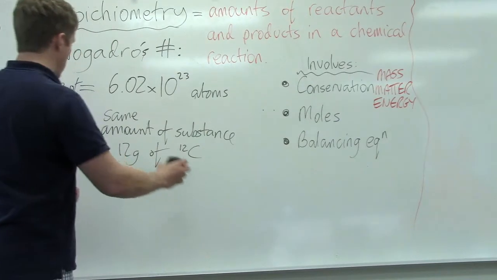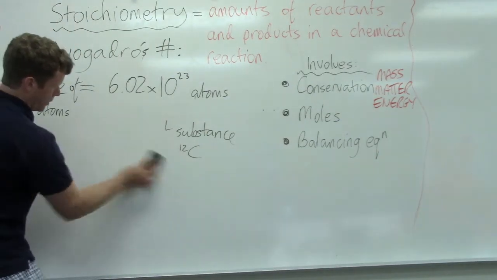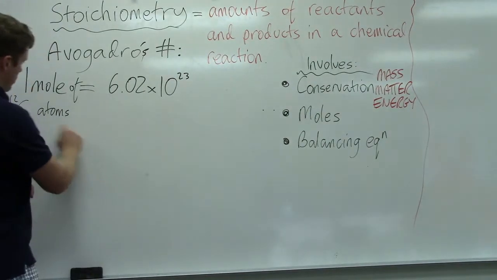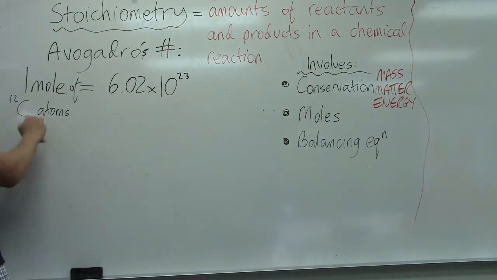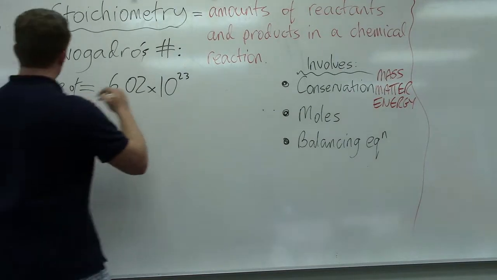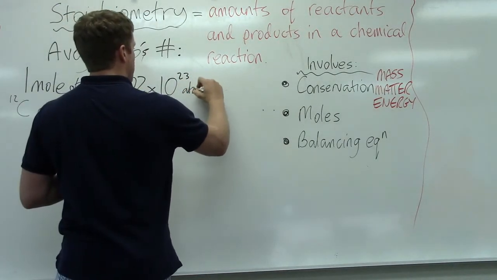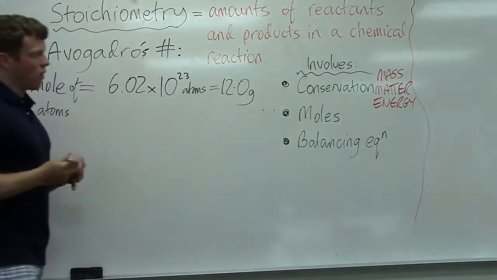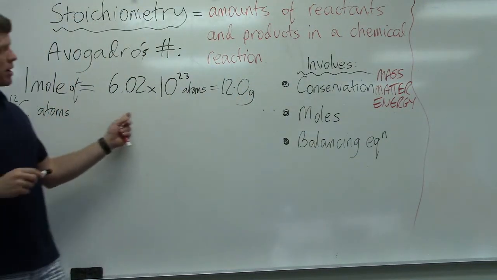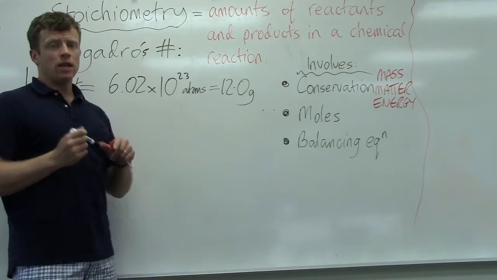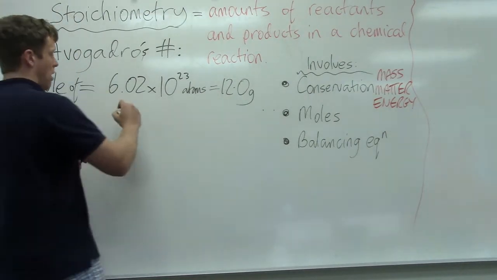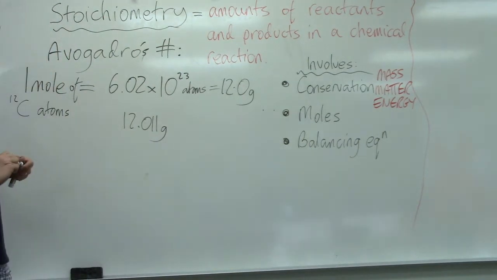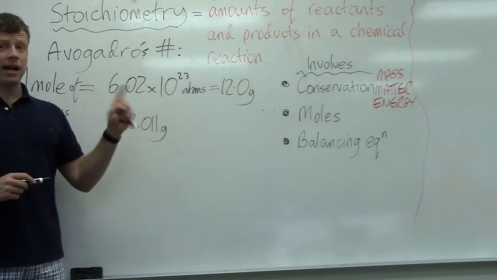So let's rewrite that. So 1 mole of this type of atom gives you that many atoms, and then that has a certain mass, and it's 12.0 grams. So if you look on the periodic table, that number doesn't match. The number on the periodic table is actually 12.011, I believe, grams. And that's because of the isotope idea.